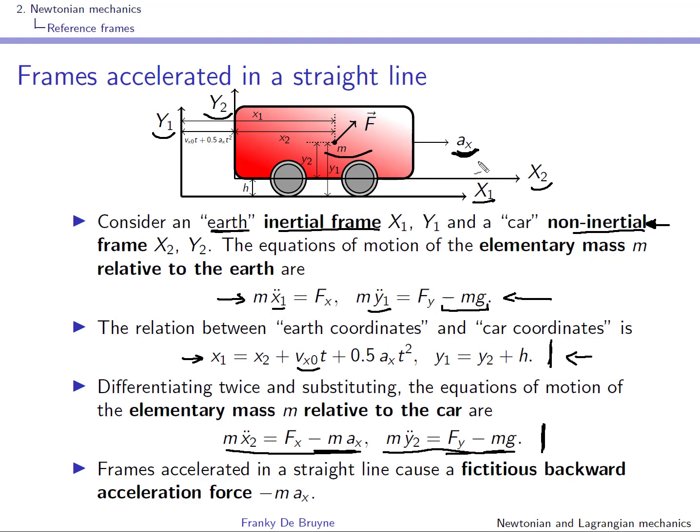And you see that if you want to write the second law of Newton in this non-inertial frame, you have to account for a fictitious backward force, a backward acceleration force, minus m a_x. If you do that, you can write the second law of Newton, but again it uses this fictitious backward force.